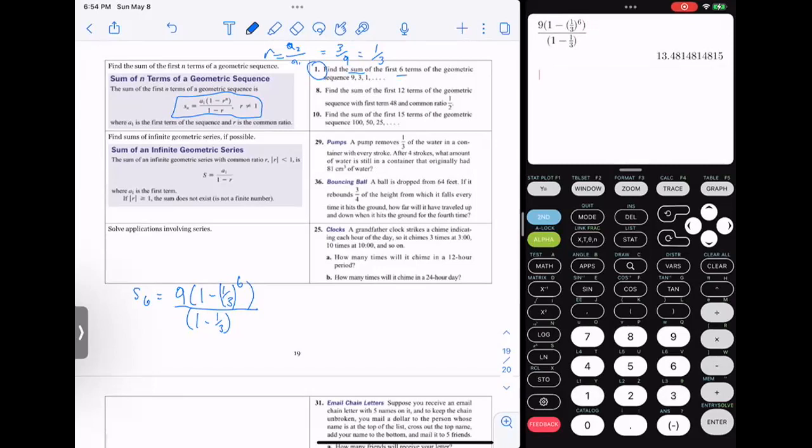So that's going to be what our answer is. Make sure we put it in correctly. We followed our formula. R didn't equal 1. So it's going to be 13.481. I always recommend rounding to 4, so 13.4815. That would be our sum. Or we can turn it to a fraction, same as 364 over 27. Any questions there?